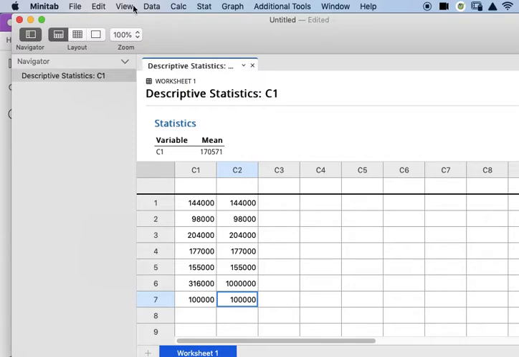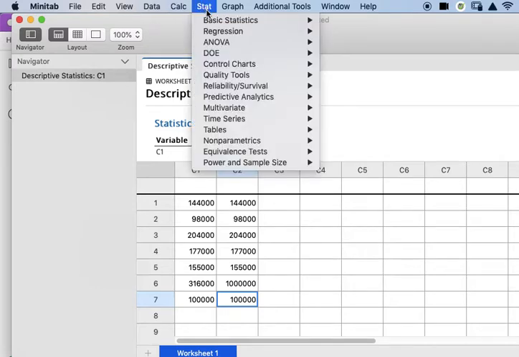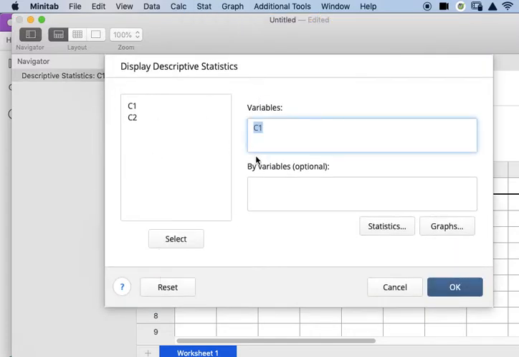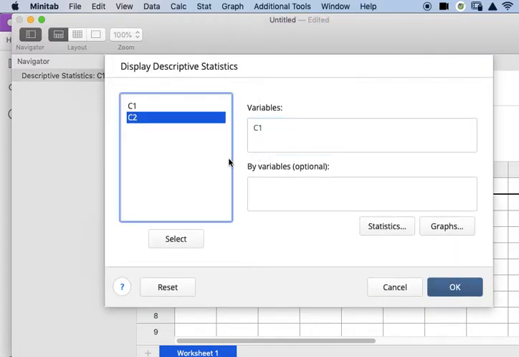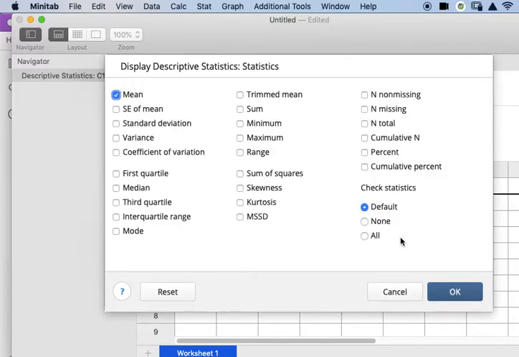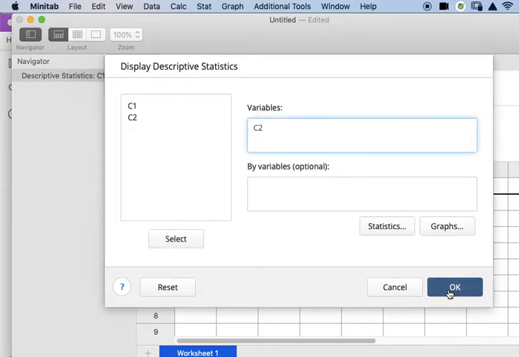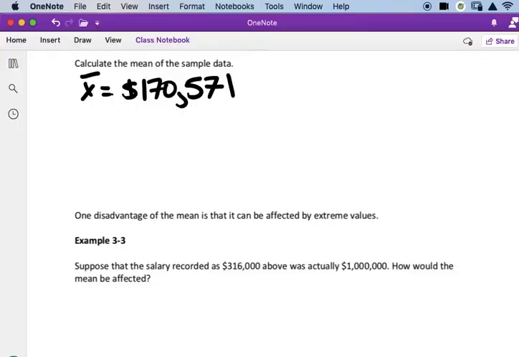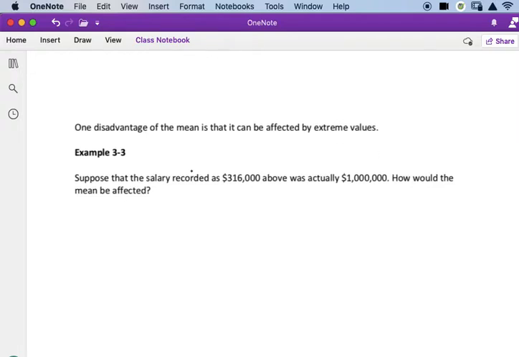Now I'm going to run the calculation again. So Stat, Basic Statistics, and the column that I'm interested in now is C2. If I click on Statistics, the options that I selected before should still be in effect, so I have the mean selected, which is what I want. And now the mean is 268,286. So the mean increased by a lot.